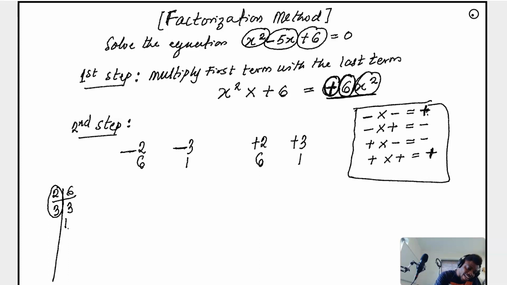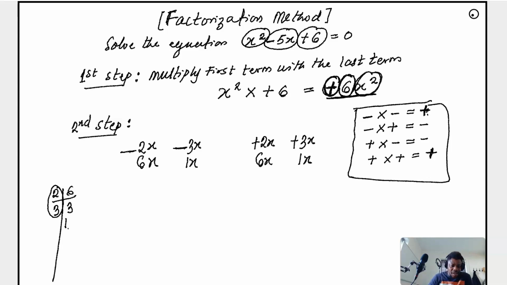What can give us x squared? X times x is what can give us x squared. So I will just put it there. X times x will give us x squared. So this is the second step.